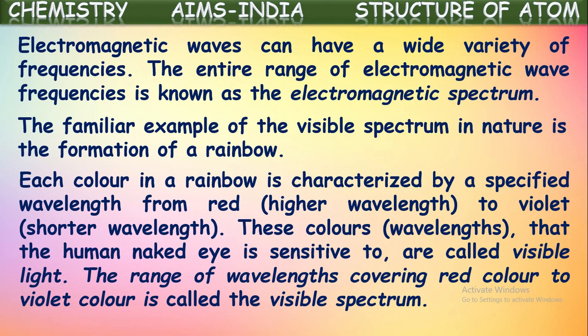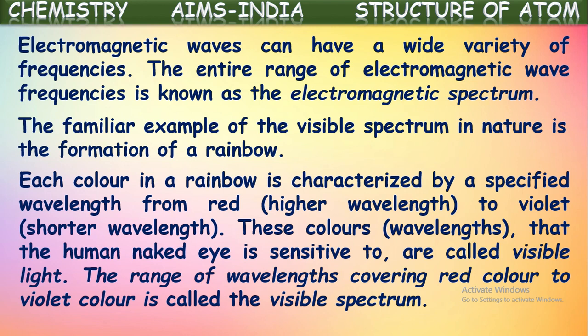Each color in a rainbow is characterized by a specified wavelength and a specified frequency, isn't it? So this wavelength is from red to violet, each color represented with a particular wavelength and frequency. This ranges from red color to violet color. Red color has a higher wavelength, that means lower frequency, and frequency slowly increases from red to violet, which means wavelength decreases from red to violet.